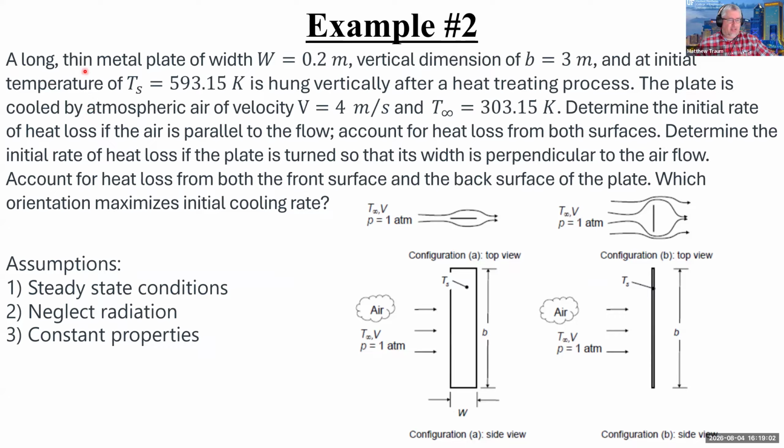Okay, so we have a long, thin metal plate of width 0.2 meters, vertical dimension 3 meters, and an initial temperature of 593.15 Kelvin. It's hung vertically after some sort of heat treating process, right? So here's the image. It's hung vertically. The width is 0.5, right?